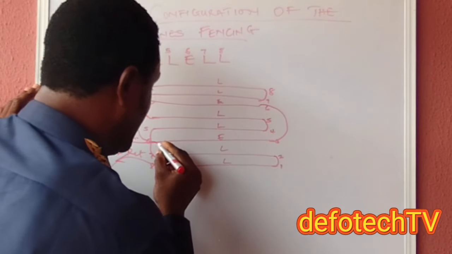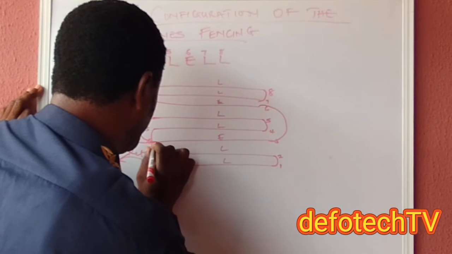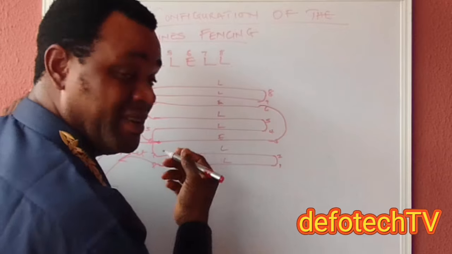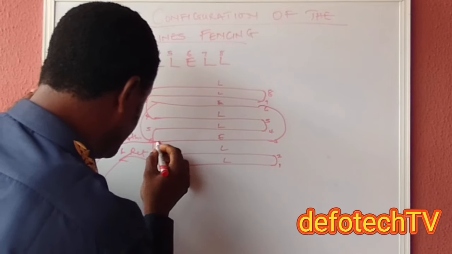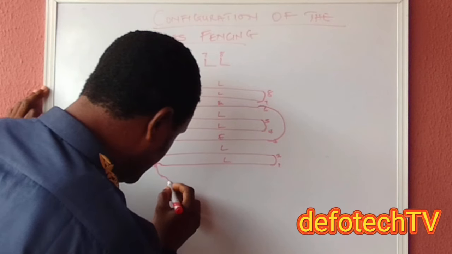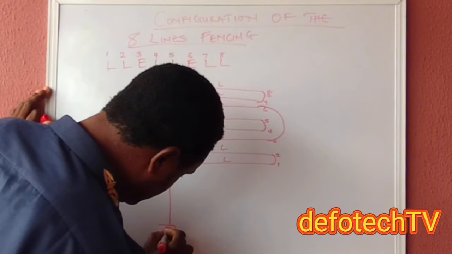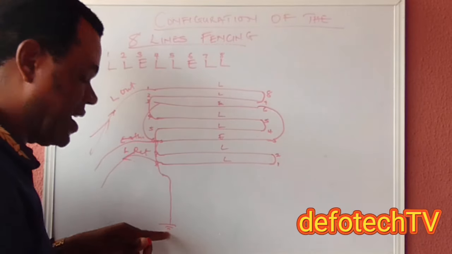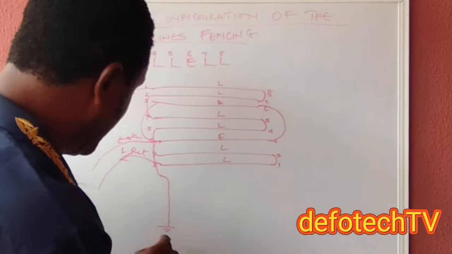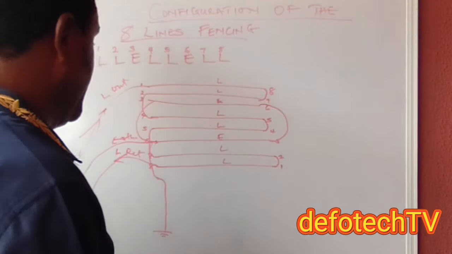Take your first earth rod. Just come to anywhere around this area from the fence, maybe less than 20 meters. Link a cable from here, an insulated cable. It should go through the pole, down to the fence, then into the ground. Bury your leg. When it gets to the ground, fix your earth rod to the ground. Bury your earth rod, then link this cable to the earth rod, then cover it up.